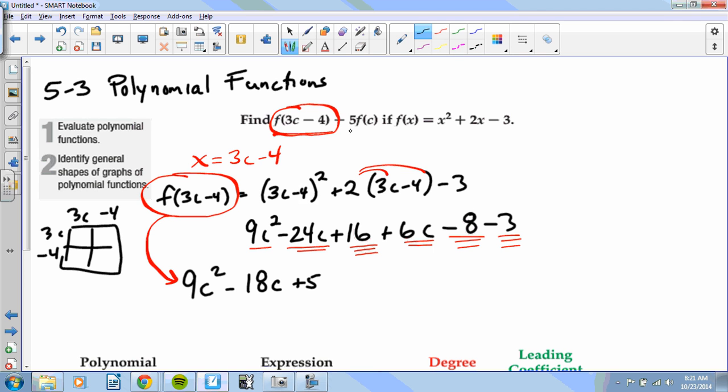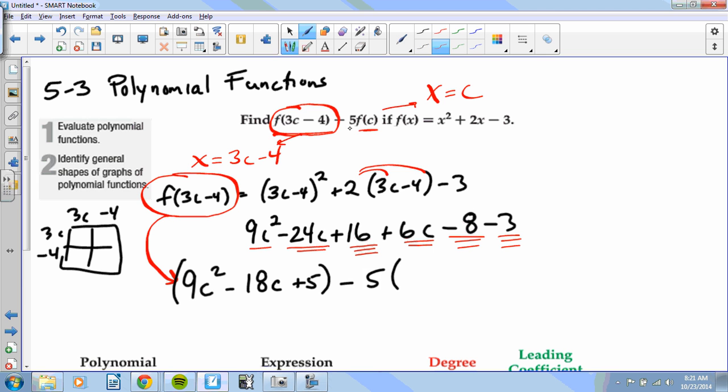Okay, now I have minus 5 times f of c. Well, again, now my second part, so I'm kind of going back to the beginning again, and I'm going to start over with f of c. So now x is equal to c. That's the second part. This first part, x was equal to 3c minus 4. Now x is equal to c, because that's what's been replaced for x. So wherever I see x, I'm going to replace it with c.